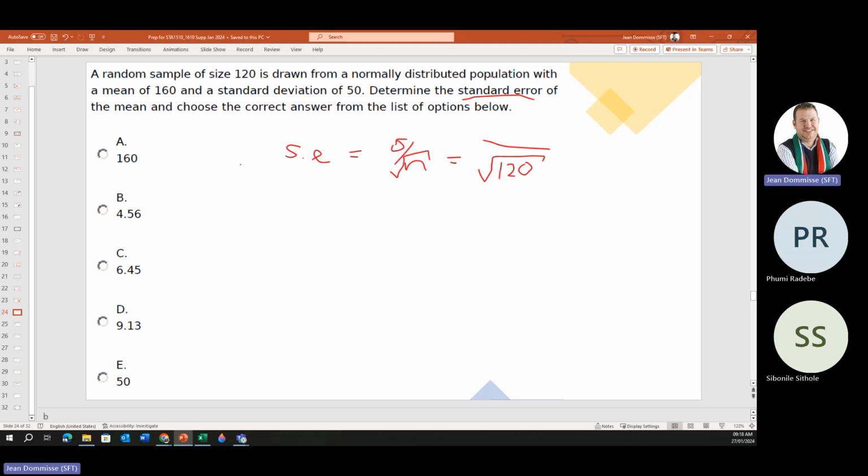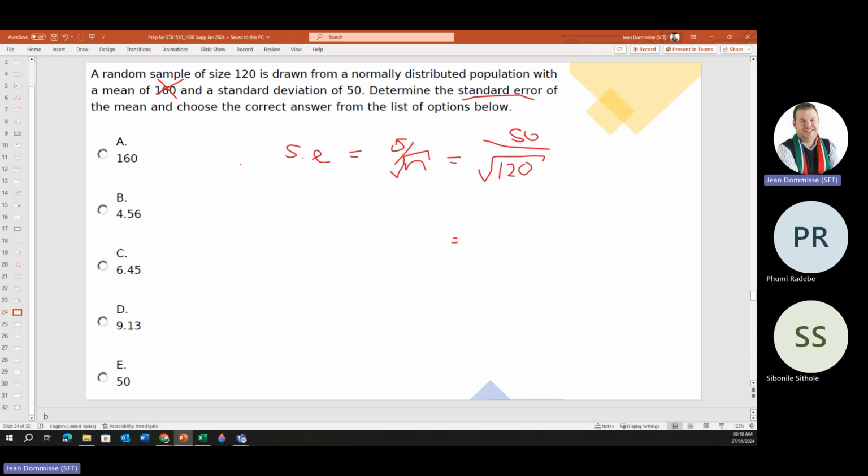Is drawn from a normal distribution population with a mean of 160. We don't need that mean. We only want to get the standard deviation. So they didn't need to give you the mean. So the mean was extra information to confuse you.